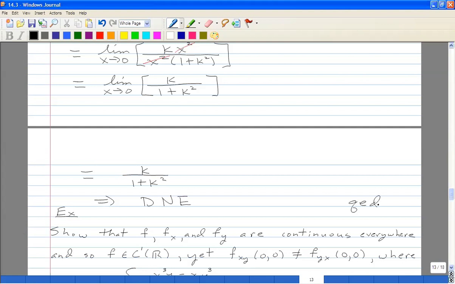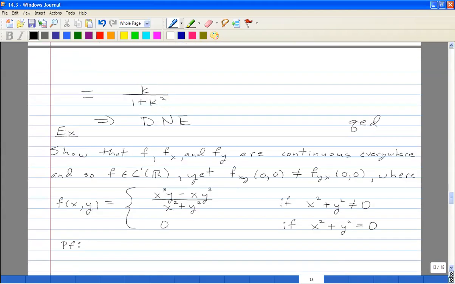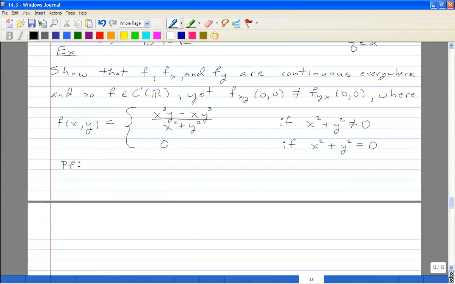And that's what I wanted to show. And so I've shown that that limit does not exist. Okay. Let me do the following. Show that f sub x, f sub y are continuous everywhere. And so f is C1, yet f sub xy at the origin is not equal to f sub yx at the origin.